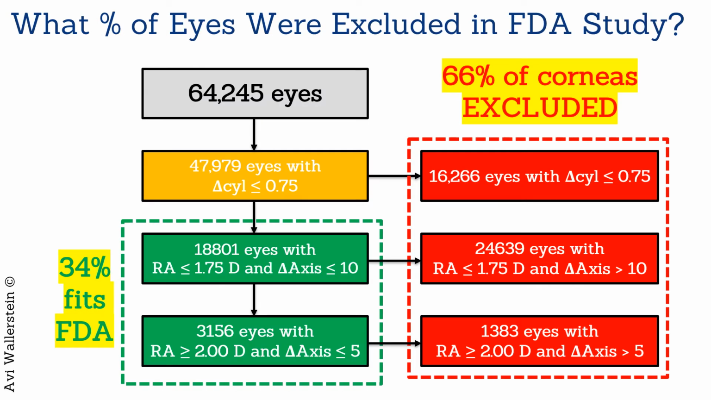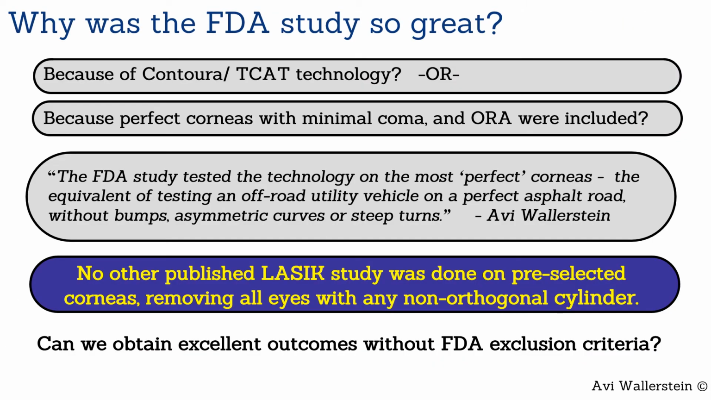So what percentage of eyes were excluded in the FDA study? Looking at 64,000 eyes, we calculated that only 34% of all corneas would have been included within the FDA criteria, so 66% were excluded due to ORA. So were the results so good because of TCAT technology or because they started with uniform symmetrical corneas with low ORA? No other published LASIK study was done on pre-selected corneas removing eyes with any non-orthogonal cyl or discrepancy between RA and ACA. This was a first.